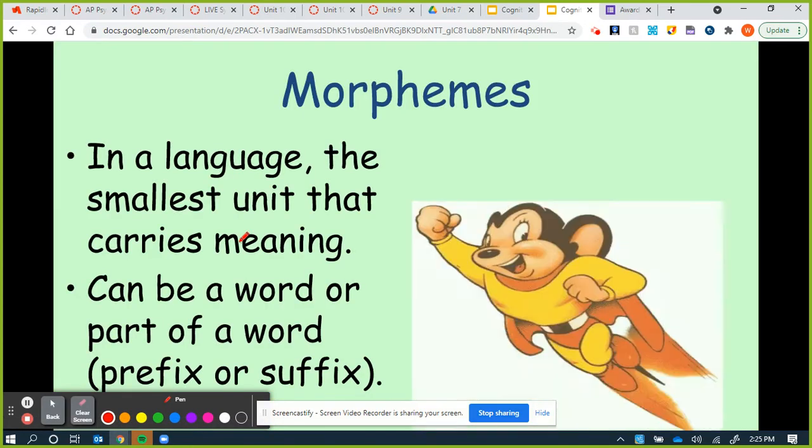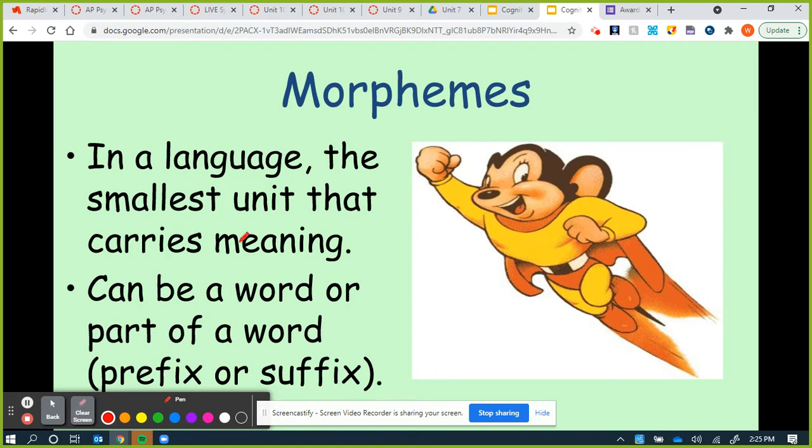Morphemes are the smallest unit in a word that carries meaning. So these are the root word, or a prefix, or a suffix. Like the word teacher has two morphemes in it: the word teach, and then ER, which means to do. Adding ED onto something, making it past tense, is a morpheme. Adding an S onto something to make it plural is a morpheme.